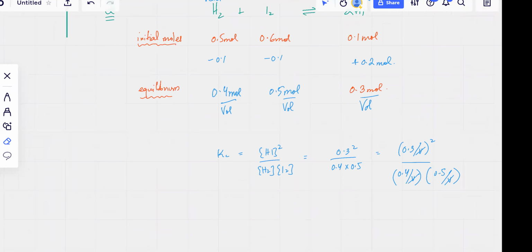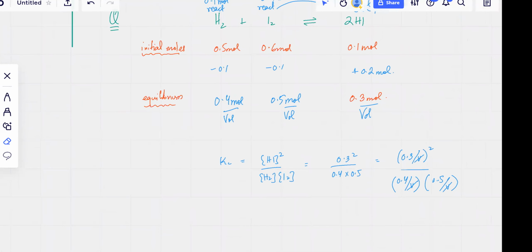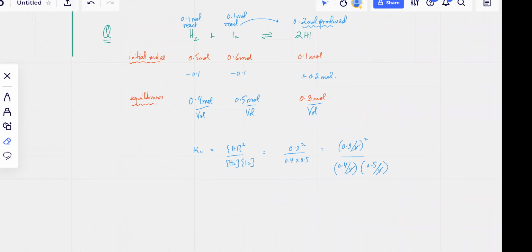So remember this: solids and anything that's in large excess, its concentration is going to be taken as a constant. So that's your case. So we can do another couple of questions. I'll give you those questions.